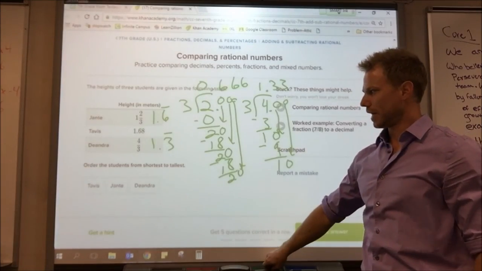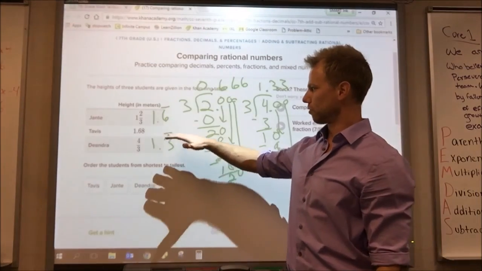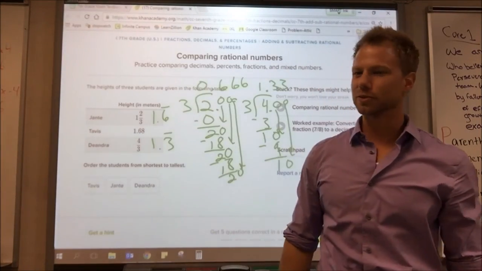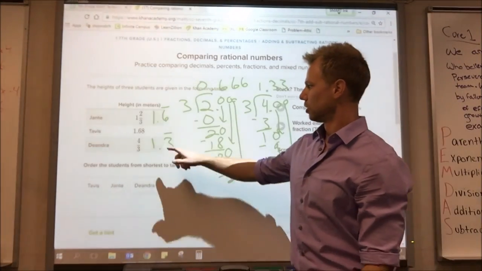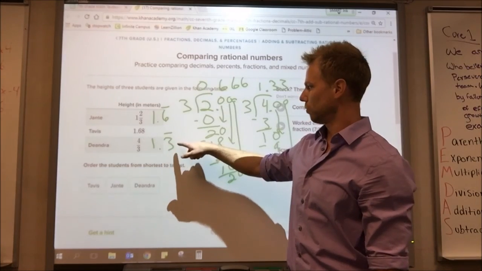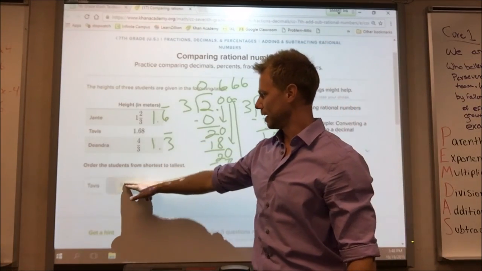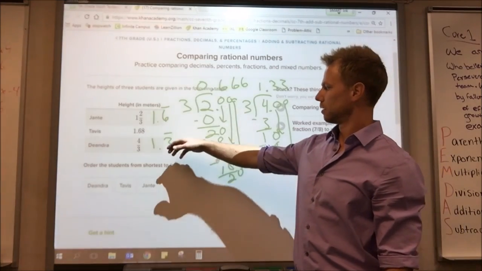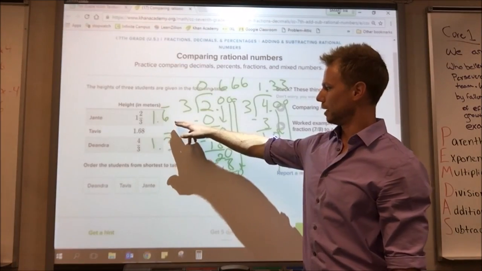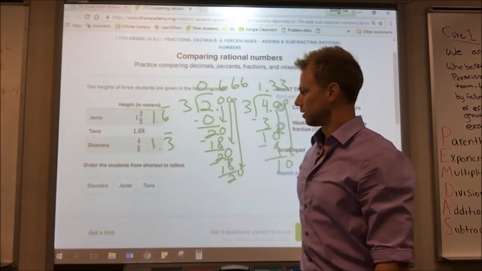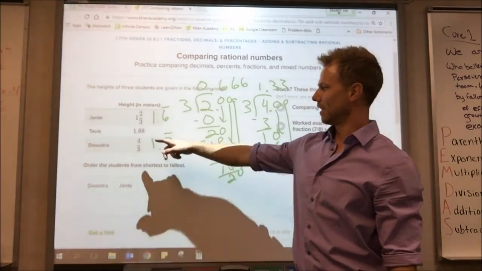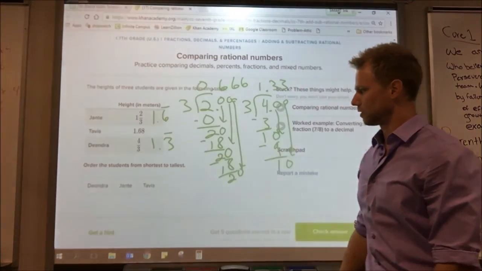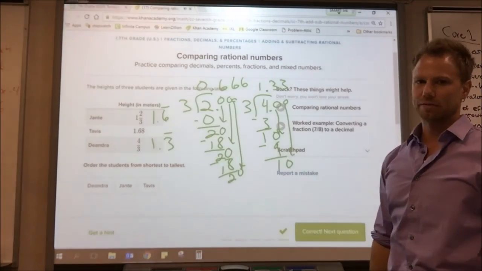Okay? So now we put them in order from smallest to largest. So the number that's closest to 0 is going to be the smallest, which would be 1.3 repeating. So that would be Deandra. The next number would be 1.6 repeating. So that would be Jante. And then the tallest or the biggest number would be Travis at 1.68. And we have them in the correct order.